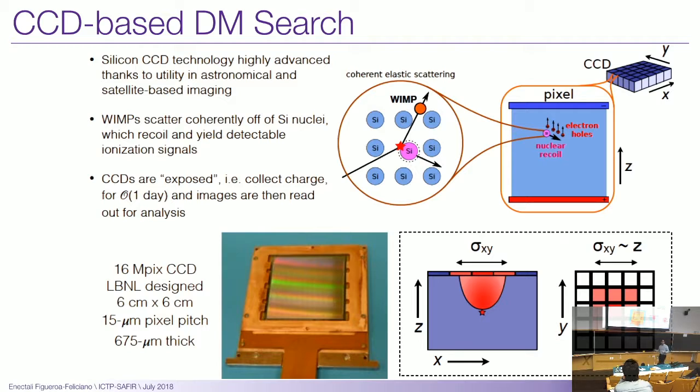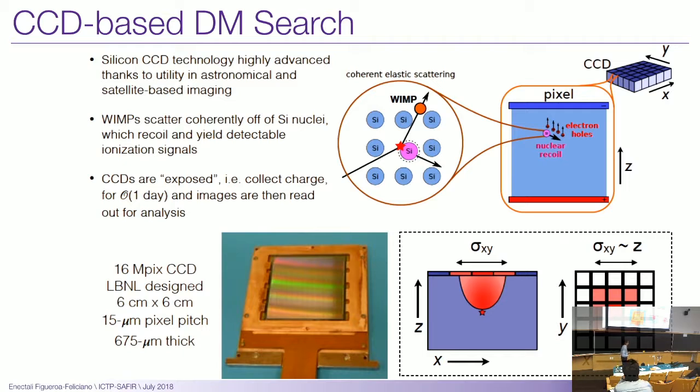One of the nice things about CCDs is that you have a technology that already has megapixels in a detector, so when you get something like this, you get an event that is registered in more than one pixel, and the size of that signal can give you some information about the Z position.